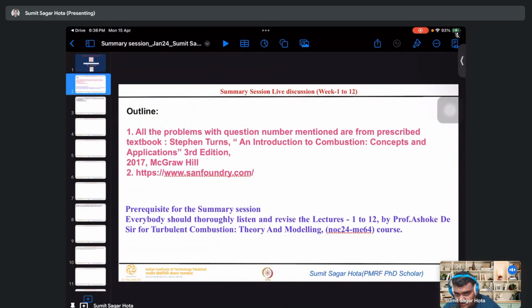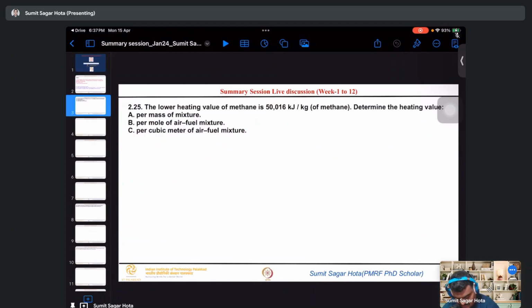All the problems are taken from the textbook Introduction to Combustion Theory and Modeling, third edition, and from sunfoundry.com. So this is the first problem. The lower heating value of methane is 50016 kilojoule per kg. Determine the heating value per mass of mixture, per mole of air-fuel mixture, and per cubic meter of air-fuel mixture.